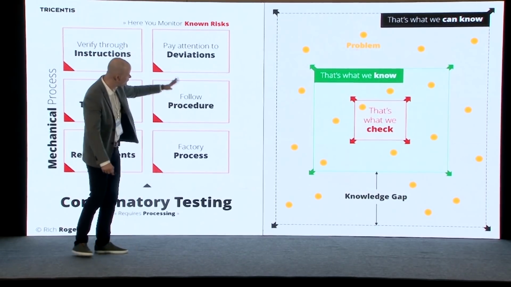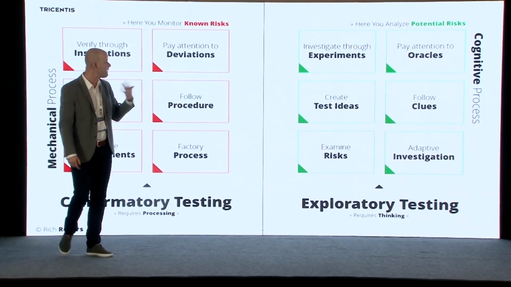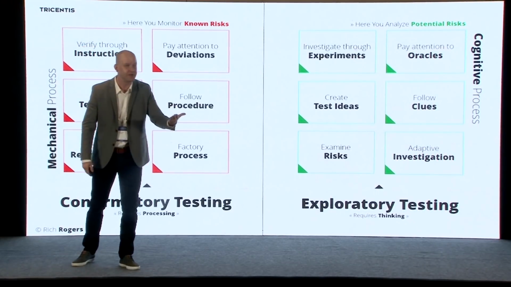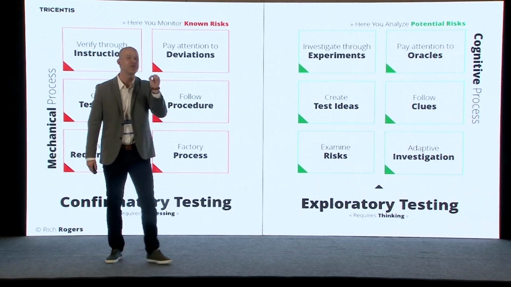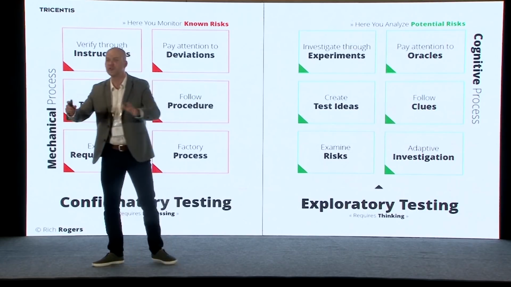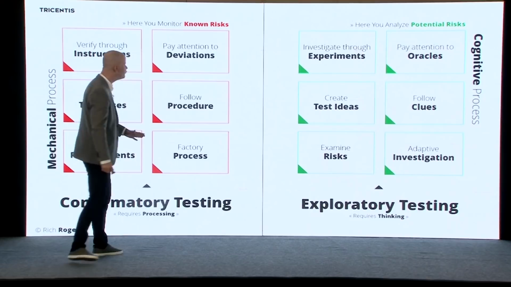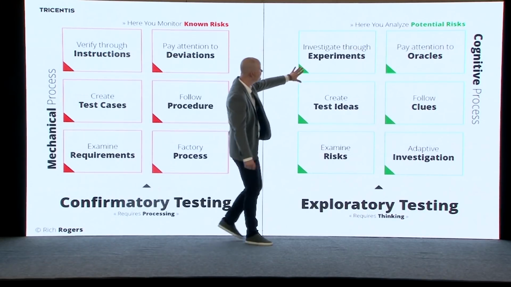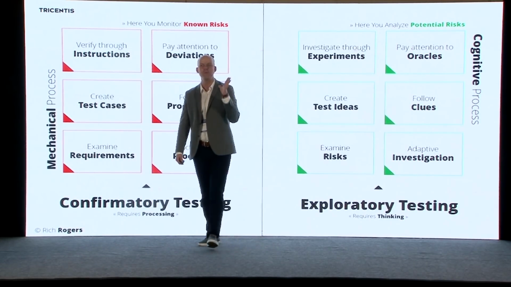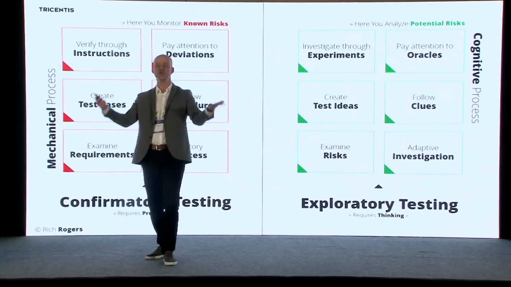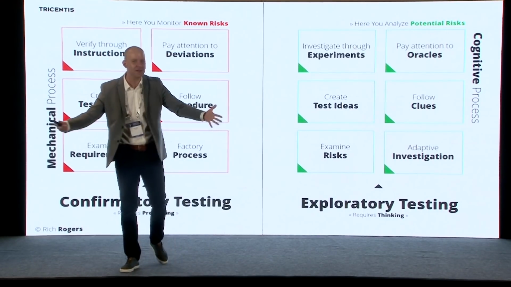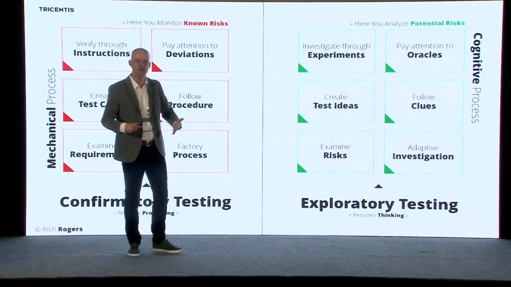And in contrast to that, exploratory testing is all about analyzing potential risks. So here you should focus on things you don't know. You should focus on illusions you are holding true without any empirical evidence. And how do you do that? Well, by investigating your software product through powerful experiments. Now, how do you do that? Well, by applying several kinds of testing heuristics in your testing.